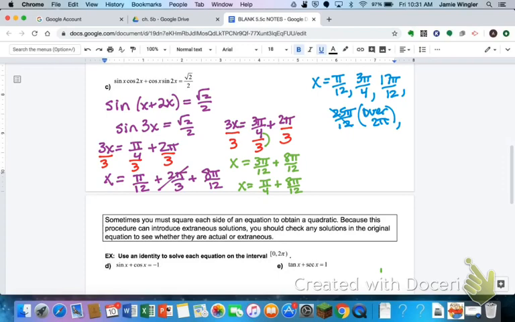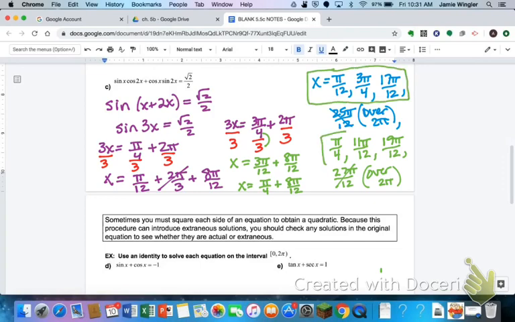So now I need to add that to my list of answers. So in my list of answers, I can either put 3/12 pi or pi over 4. When I add 8/12 to that, I get 11/12 pi. When I add 8/12 to that, I get 19/12 pi. And when I add 8/12 to that, I get 27/12 pi. And that's over 2 pi, so that's too big. So my final answers end up being these 3 and these 3. When I have a number in front of the x, it's a multiple angle, so I get multiple answers.